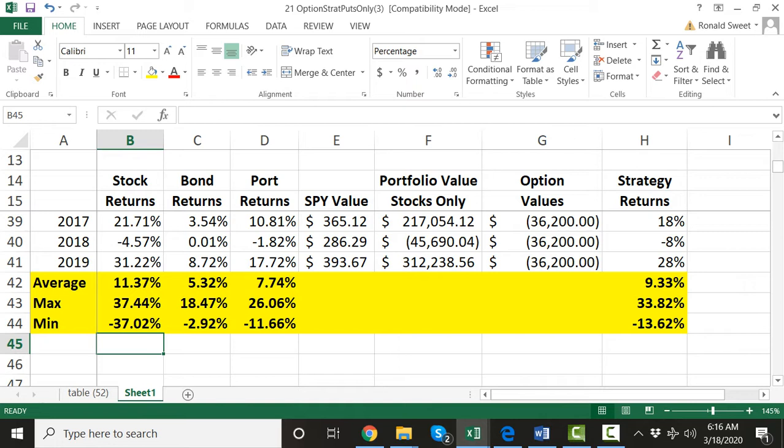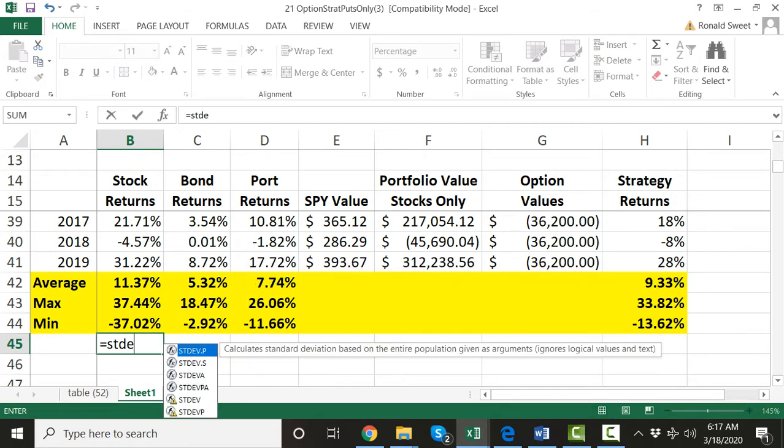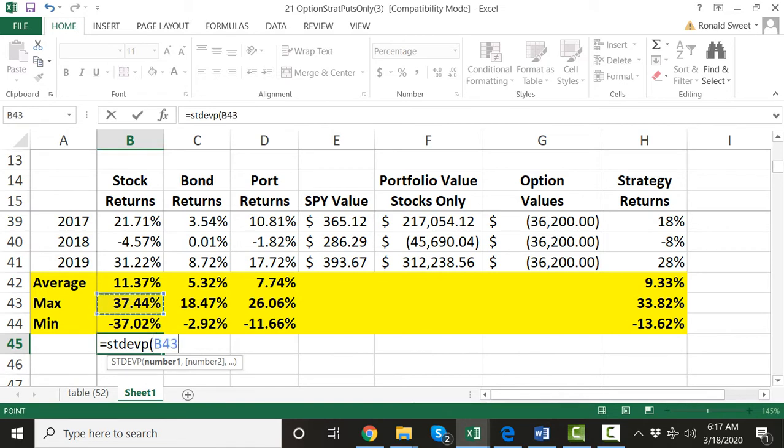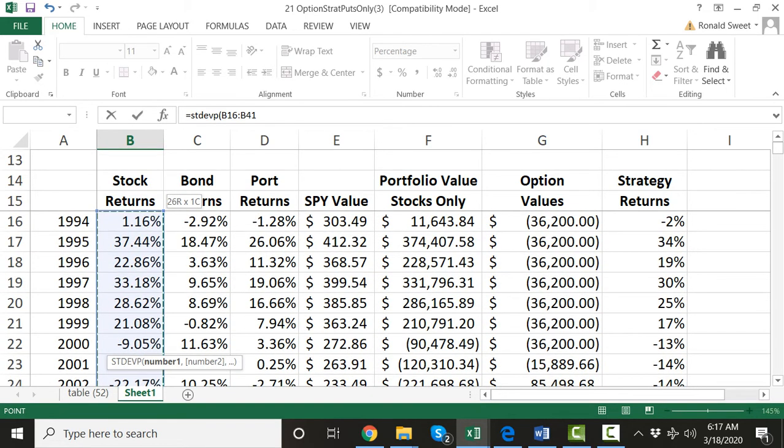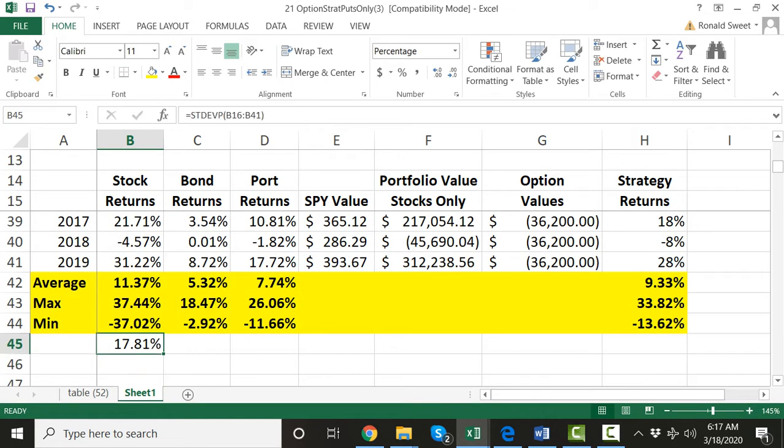When you combine the two together, you make a return that's about 6%, 40% stocks, 60% bonds. Your max return's 26%. Your worst return is negative 12. If we look at standard deviations, for stocks, the standard deviation is 17%. For bonds, it's only 4.5%. And for your portfolio, your standard deviation is 7.79%.